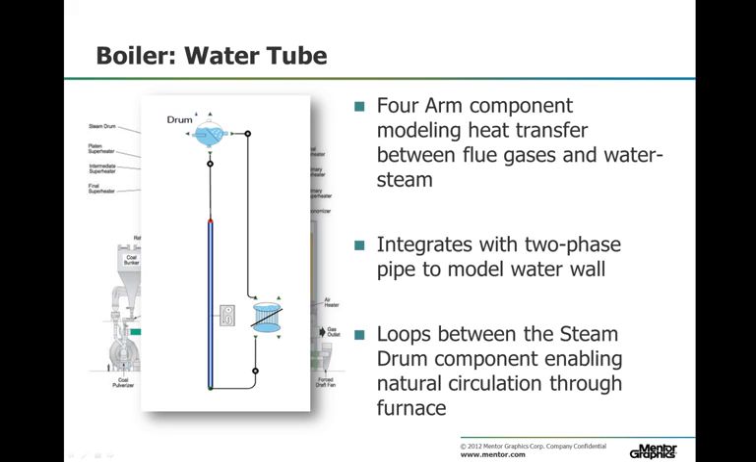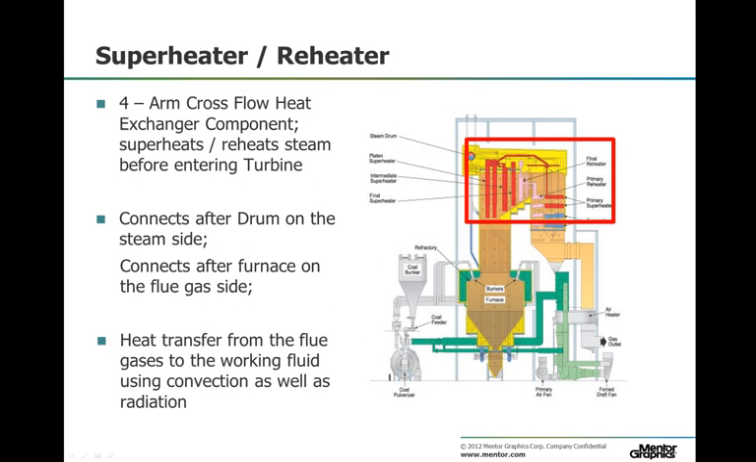This is the key component as shown here on the right. It loops between the steam drum component, enabling natural circulation through the furnace. The next component is the superheater and reheater component. This is a four-arm cross-flow heat exchanger component which adds superheat to the steam before it enters the turbine. It connects downstream from the drum component and also connects downstream from the furnace on the flue gas side. The heat transfer from the flue gases to the working fluid uses convection as well as radiation.